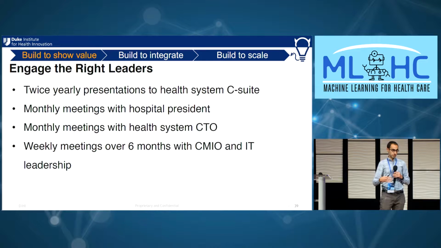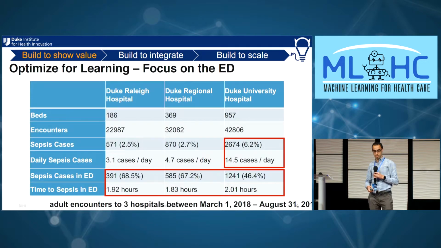We had monthly meetings with the hospital president where we were going live. We had monthly meetings with our health system CTO to make sure that we had the technology that we needed. And then we had weekly meetings. This was leading up to the integration. We had weekly meetings with our CMIO, IT leadership, and actually Epic leadership to do all of the due diligence for how we would be needing to integrate this into the production system.